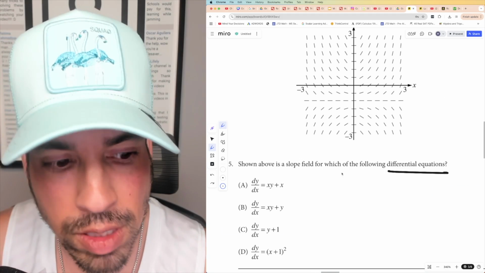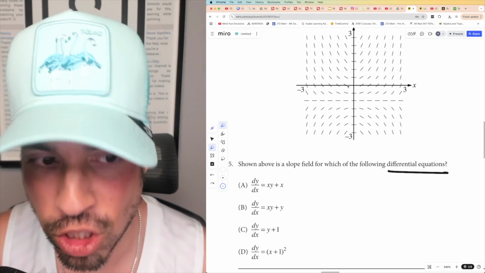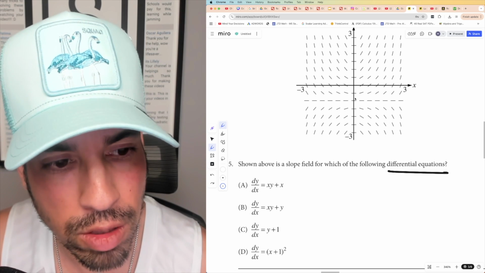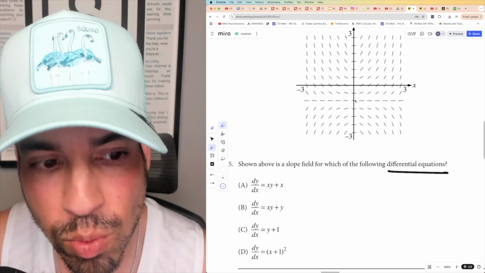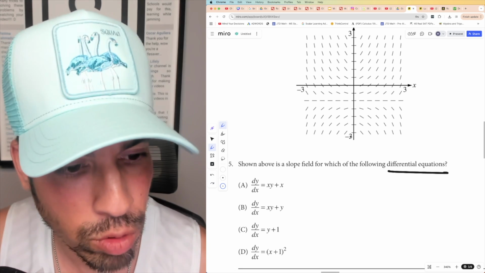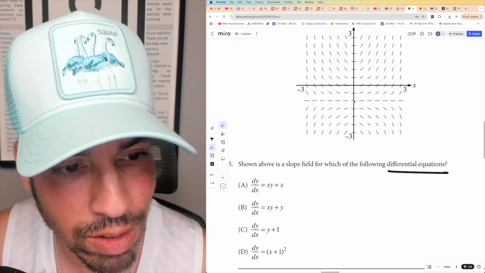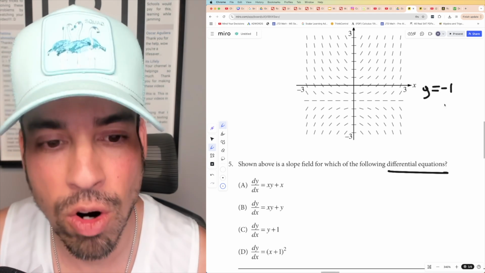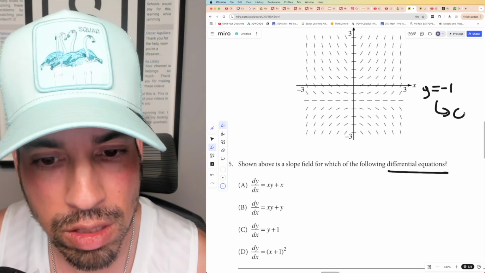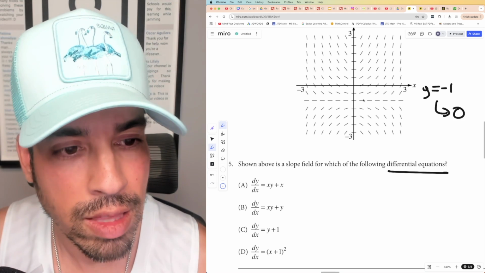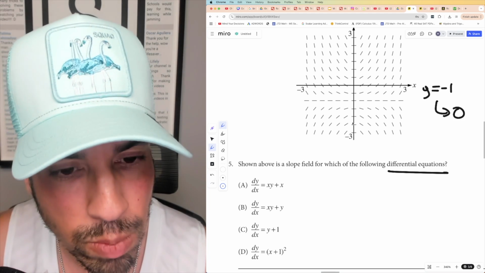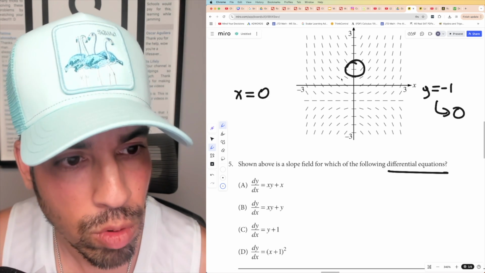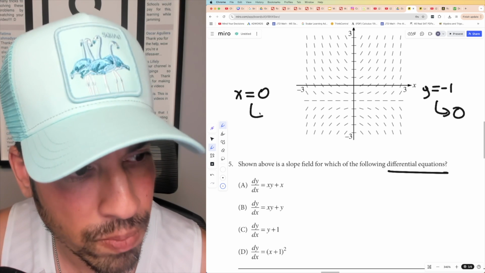Done. Shown above is a slope field for which of the following differential equations. So what I like to do with the slope field is take a look at different points. For example, right here, we have negative 3 down here, so this is about y equals negative 1. So whenever y is equal to negative 1, regardless of the x, we're getting a slope of 0, a flat slope. And whenever x is 0, regardless of the y, we're also getting a slope of 0 as well.